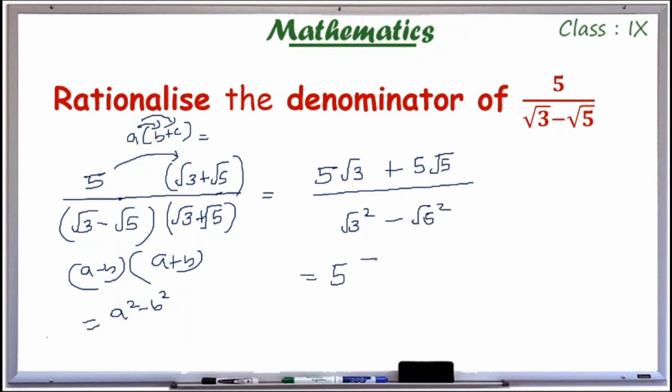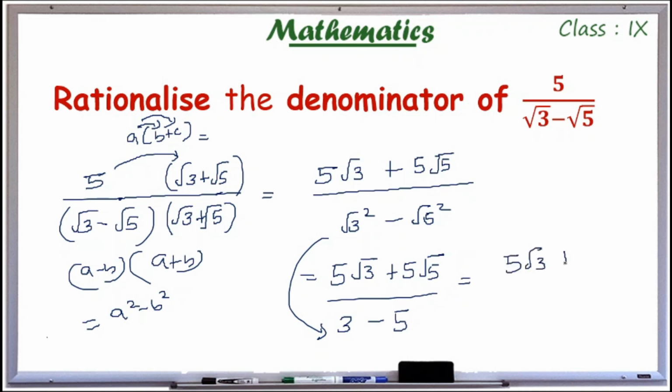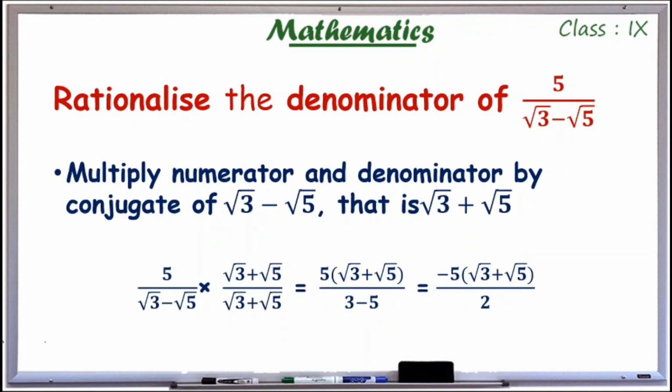So we can write it as 5 root 3 plus 5 root 5 by, root 3 square is equal to 3 and root 5 square is equal to 5. So I can write it as 5 root 3 plus 5 root 5 by 3 minus 5, which is equal to minus 2. So we rationalized the denominator. Now we have no root symbol in our denominator. So this is the answer, multiplying numerator and denominator by the conjugate.